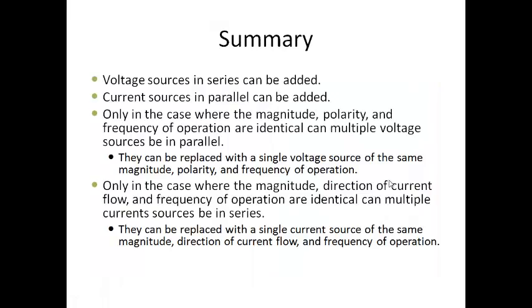So with this, I'd like to summarize today's topic. We've discussed how voltage sources in series can be added, how current sources in parallel can be added, and how polarity, magnitude, and also phase affect the connection of voltage and current sources in parallel and series respectively. And when the condition is suitable, there can be an equivalent source that can replace all the other voltage or current sources.